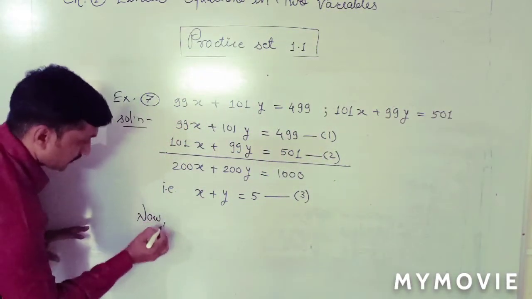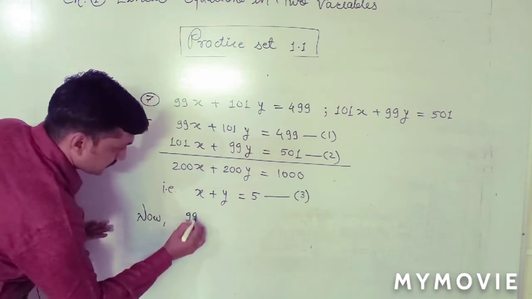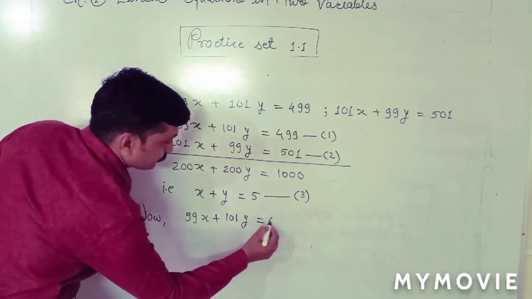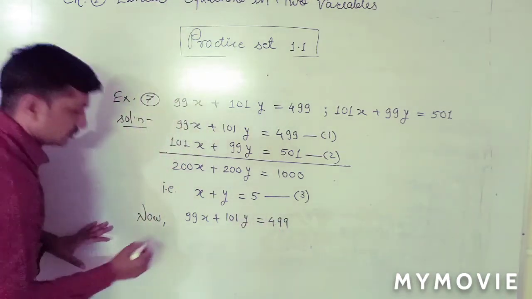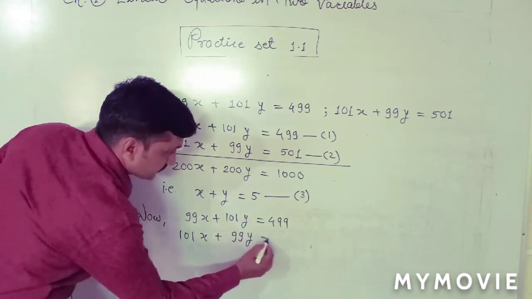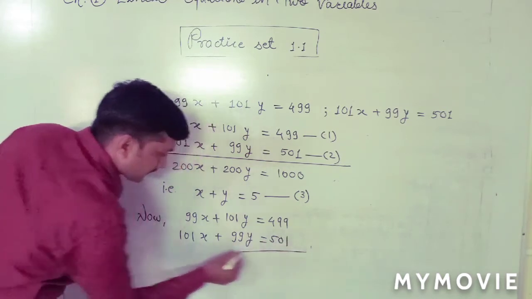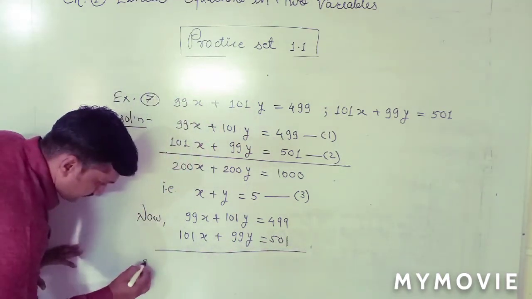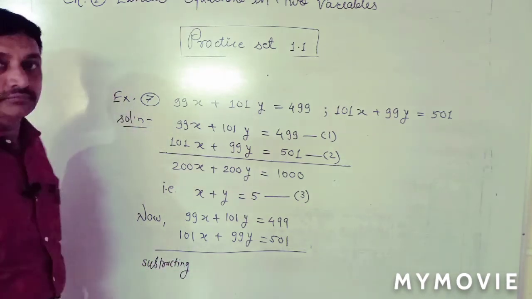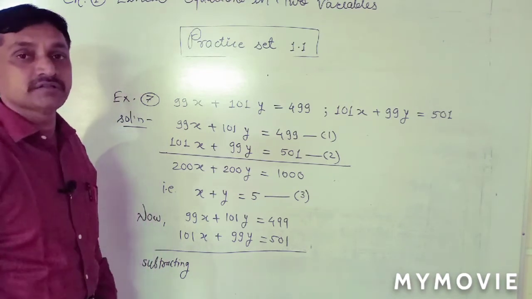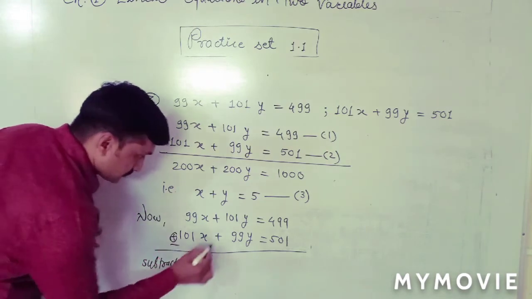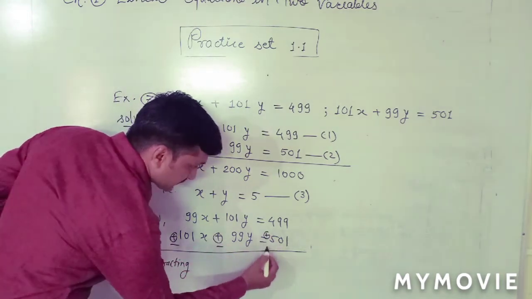Now write again both equations. 99x plus 101y is equal to 499. 101x plus 99y is equal to 501. Now subtraction. And you know, when we subtract, the signs of the second equation we have to change. Here the signs will change. All three signs, the original sign.